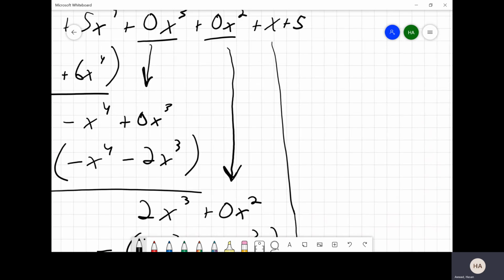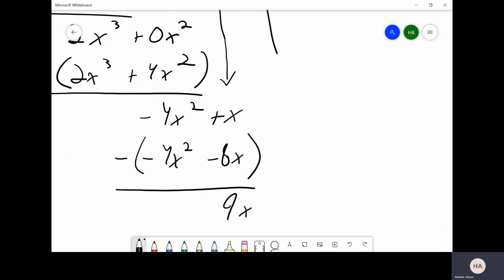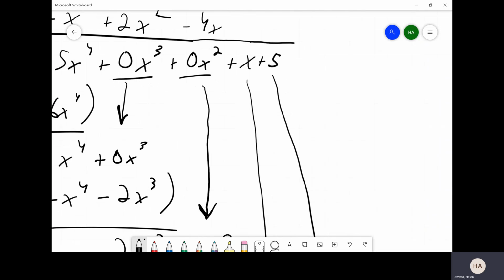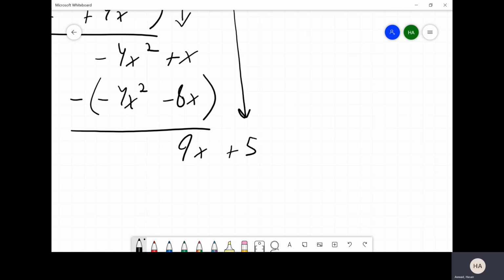And we're almost done here. We have one more thing to bring down, right? This positive 5. So bringing down the positive 5 here. And for the record, you don't actually need to draw your arrows. I'm just drawing the arrows here to show you guys what I'm bringing down for each step. I understand that it can make this pretty cluttered. So if you don't want to draw these arrows, totally fine. You don't need to. But in any event, so we have this 9x plus 5.